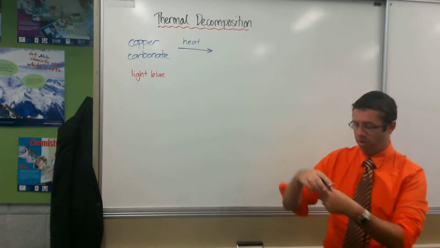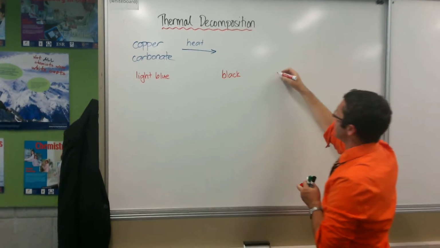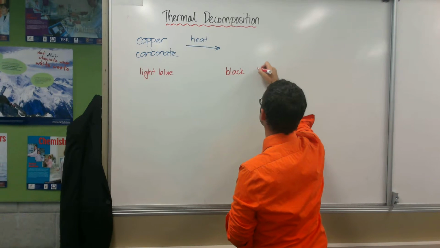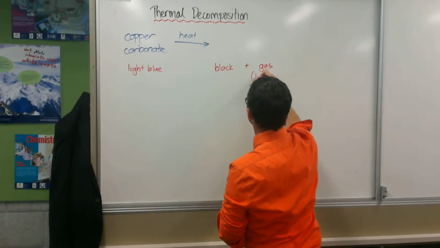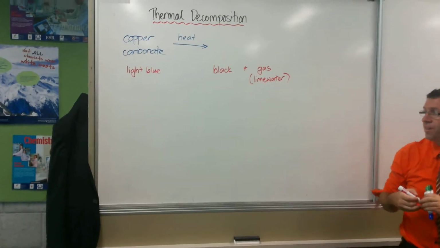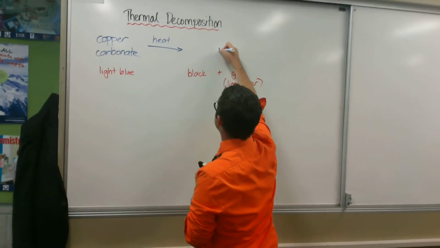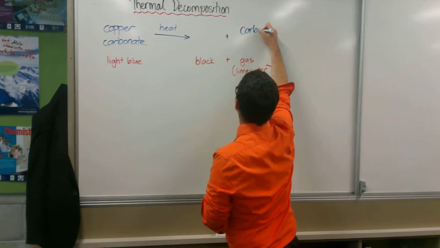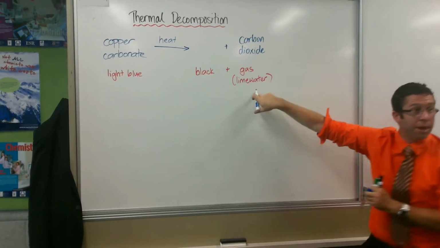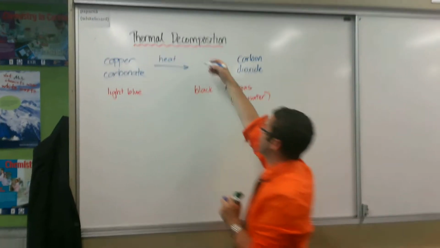And what did I write there? So it turned to something black, a black solid. And it was a gas that turned lime water cloudy. Yeah? I'm just going to put lime water in brackets there, I'm not going to put the whole observation. Okay? So, as was correctly said just before, that gas must have been carbon dioxide, because it's the one that made lime water go cloudy. And I told you that it was copper oxide. Okay?